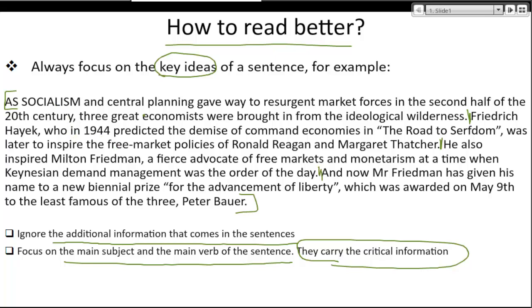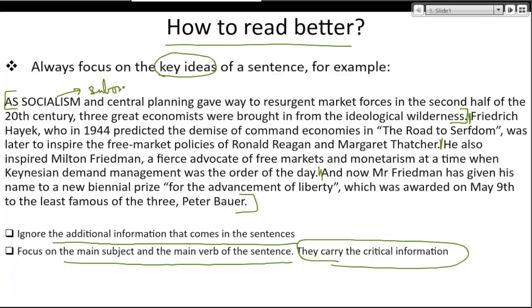As socialism and central planning gave way to resurgent market forces in the second half of the 20th century, three great economists were brought in from the ideological wilderness. What is the main idea of this sentence? If I'm writing my mock and I see this sentence, what is the key element that I would extract from this sentence? It says, as socialism and central planning gave way to resurgent market forces in the second half of the 20th century. Now this is basically the subordinate clause.